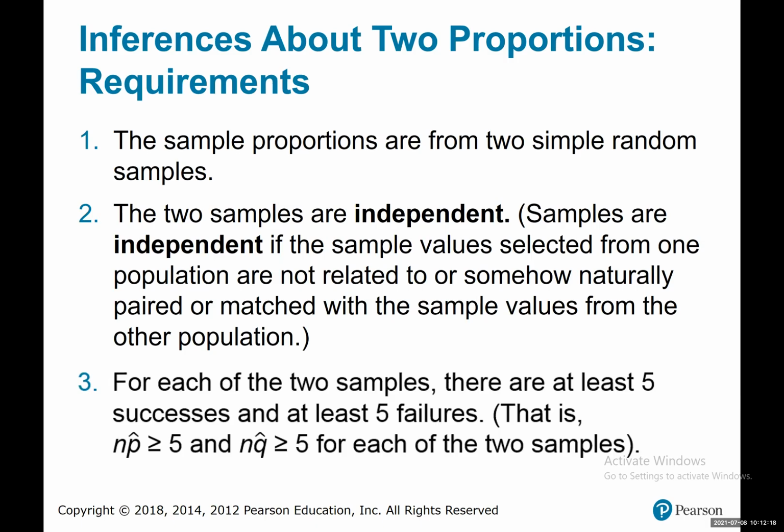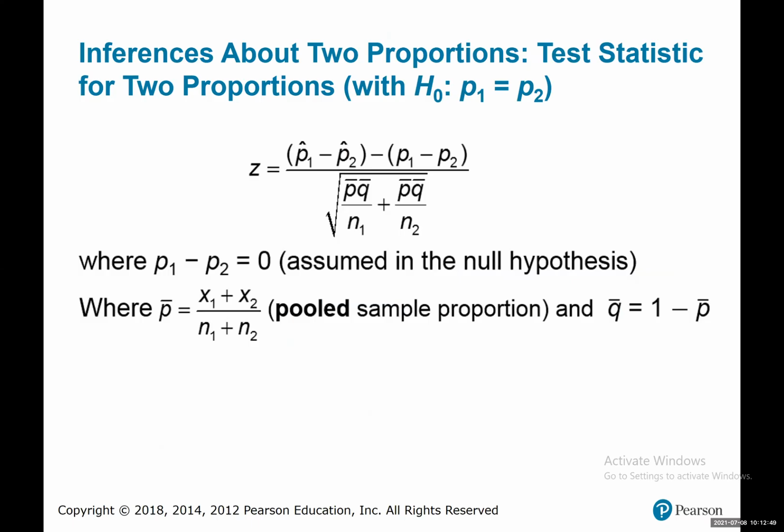Exactly like before, this must be a simple random sample. You're talking about proportions, so they must be independent. At least 5 successes and 5 failures for each of the samples. Anytime you're talking about proportion, you're talking about a binomial distribution. So it must be a fixed number of trials, they must be independent, and then you have to have 5 successes and 5 failures.